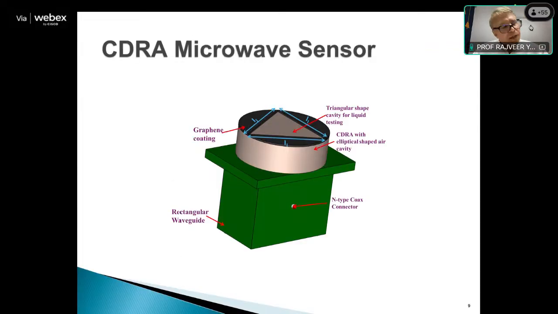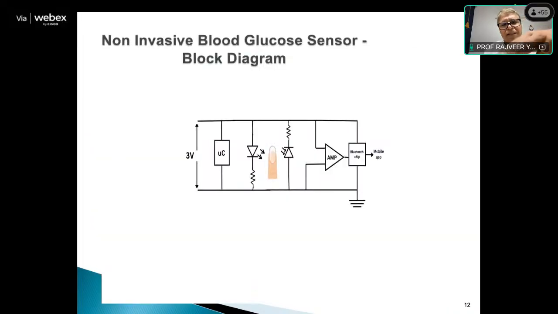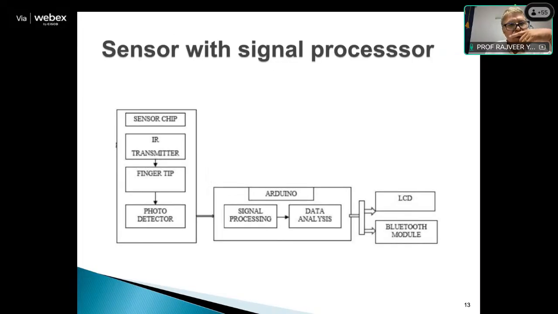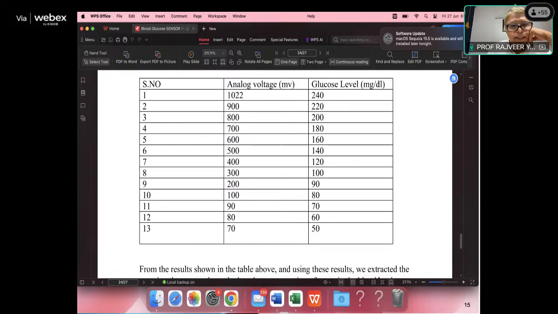Then we have developed a similar sort of sensor at microwave frequency also. Microwave frequency was somewhere below 10 gigahertz. So we tested a similar sort of test with this device, and we carried out the device hardware measurement. Then again, the same device whose block diagram I am showing, the same as whatever we have discussed previously, is being depicted here. This is the sensor circuit diagram, same, but here I am showing it with the components.